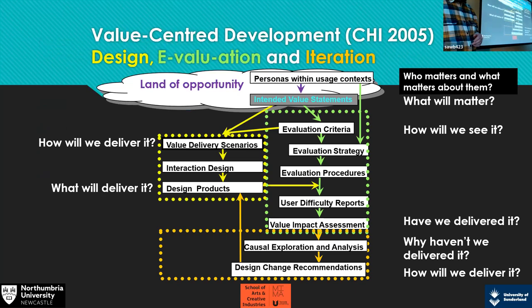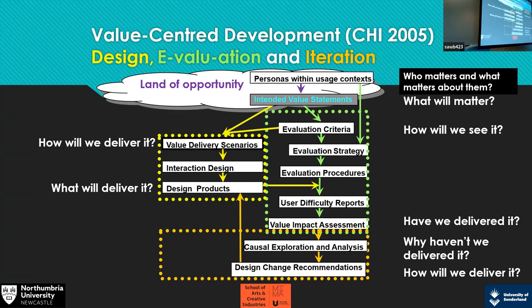So this is in CHI 2005, where I try and rejig a process, and it's the first time I've gone concurrent. So what I decided was that actually you should be able to work out your evaluation criteria for your intended value statements, and then those evaluation criteria feed both into your evaluation work and into your value delivery scenarios. And then you can pop your interaction design out of that, and then eventually you come back here, this final phase, which I called iteration. So I didn't regard iteration as just getting back on the roundabout. It actually was a period of conscious reflection and deliberation and judgment from which you decided what needed fixing. And there's feedback to everything from here.